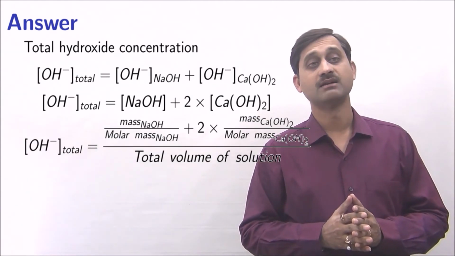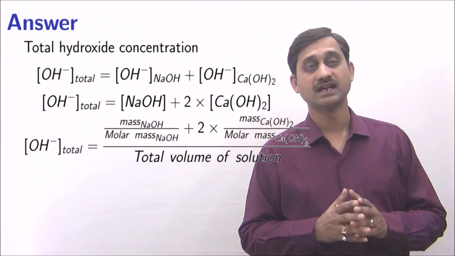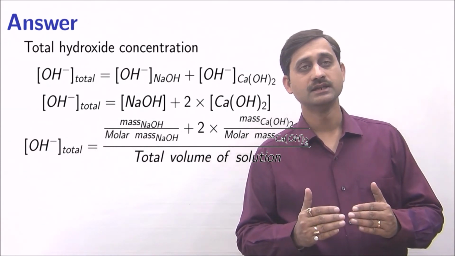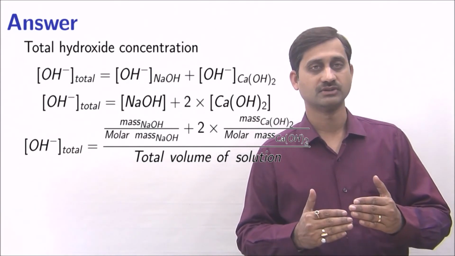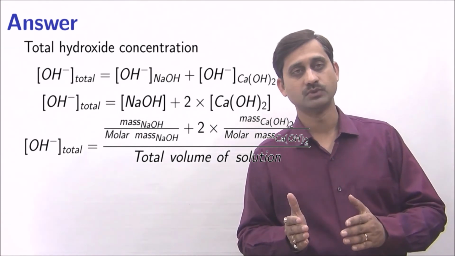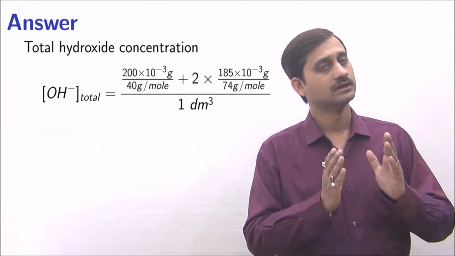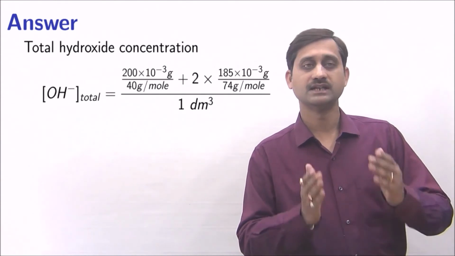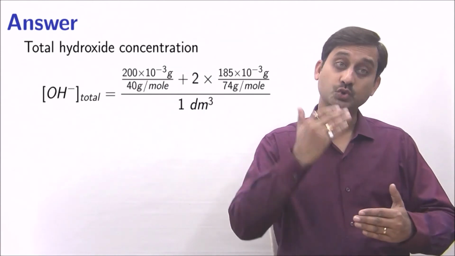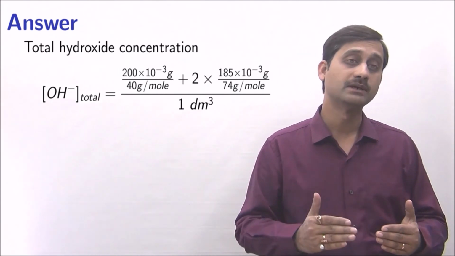The moles of sodium hydroxide is the mass of sodium hydroxide divided by molar mass of sodium hydroxide. That is 200 into 10 raised to power minus 3 grams divided by 40 grams per mole. While the moles of calcium hydroxide is mass of calcium hydroxide divided by molar mass of calcium hydroxide. That is 185 multiplied by 10 raised to power minus 3 grams divided by 74 grams per mole. The concentration of hydroxide ion from sodium hydroxide is the same as the moles of sodium hydroxide. Here, again it will be 200 into 10 raised to power minus 3 grams divided by 40 grams per mole. But the contribution of hydroxide ion from calcium hydroxide is twice the number of its moles. That is 2 multiplied by 185 into 10 raised to power minus 3 gram divided by 74 gram per mole.